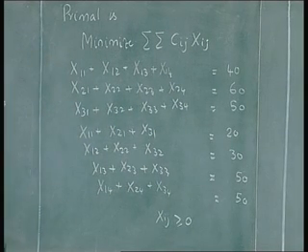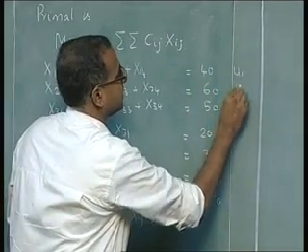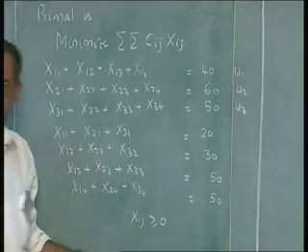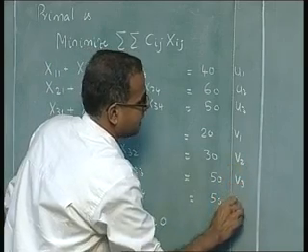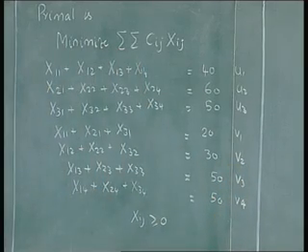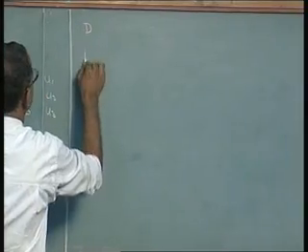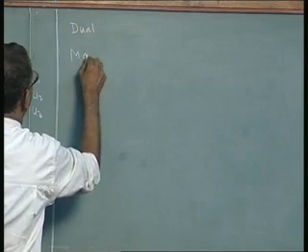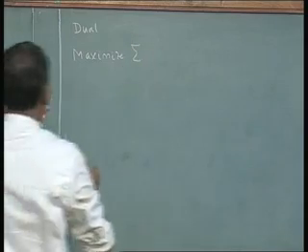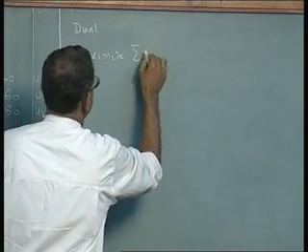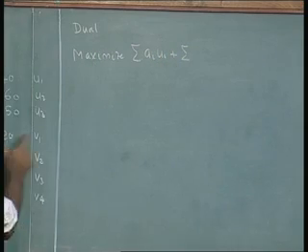Now let us write the dual to this problem. Now we introduce dual variables u1, u2, u3 corresponding to the 3 supply points, and 4 dual variables v1, v2, v3 and v4 corresponding to the 4 demand points. Since the primal is a minimization problem, the dual is a maximization problem, and the dual is given by maximize sigma ai ui, 40 u1 plus 60 u2 plus 50 u3, plus sigma bj vj, 20 v1 plus 30 v2 plus 50 v3 plus 50 v4.